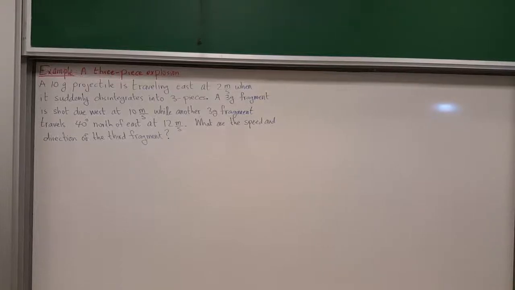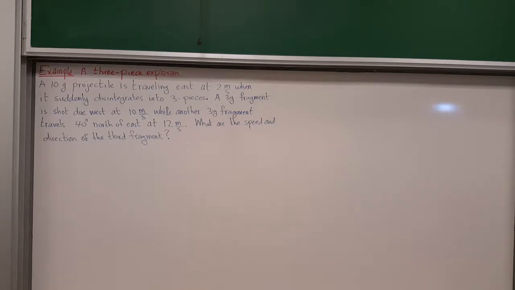Okay, so we're going to now talk about something that's again disintegrating. It's called a three-piece explosion. You have a 10-gram projectile traveling east at 2 meters per second when it suddenly disintegrates into three pieces. A 3-gram fragment is shot due west at 10 meters per second, while another 3-gram fragment travels 40 degrees north of east at 12 meters per second. And the question is, what are the speed and direction of the third fragment?